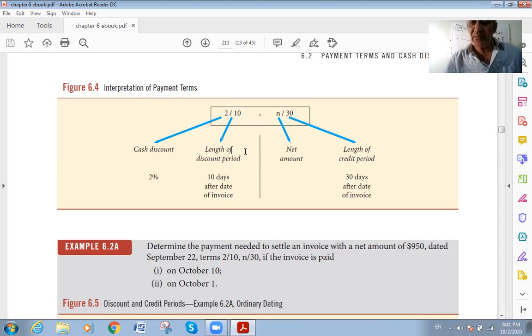then we will count the 2% discount. Assume in this example he made the payment before the 10 days ended. Then we'll take the final amount.